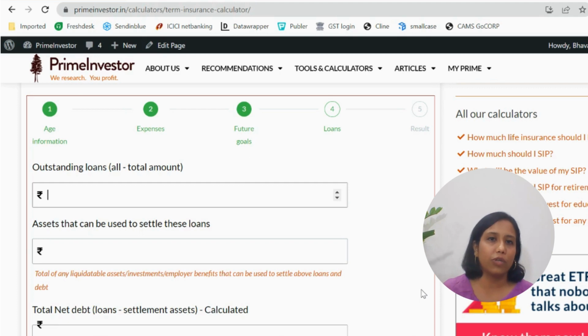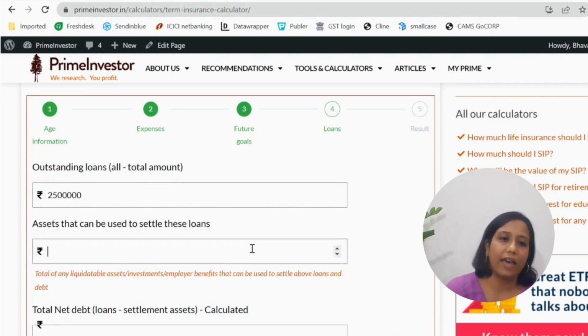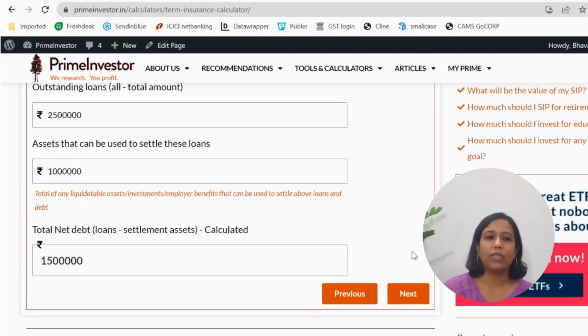So what you want to do is put the net liability. So let's say the outstanding loan here we have, say, 25 lakhs, and we have assets worth, say, 10 lakhs that can be liquidated to meet that outstanding loan. So the net outstanding that the insurance should be able to cover is only 15 lakhs.